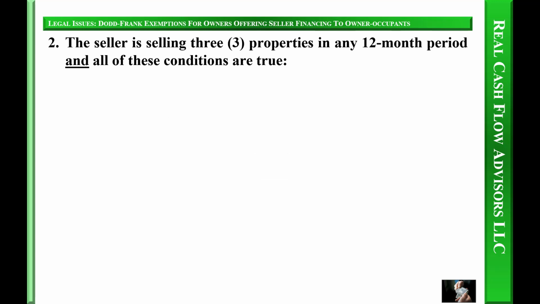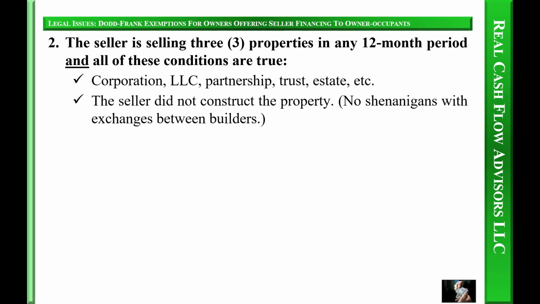Or point number 2, the seller is selling 3 properties in any 12-month period, and all of these conditions are true. The seller is a corporation, LLC, partnership, trust, estate, etc., a legal entity. The seller did not construct the property. No shenanigans with exchanges between builders.